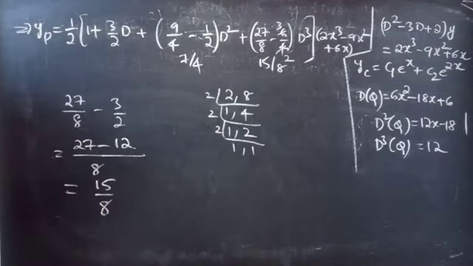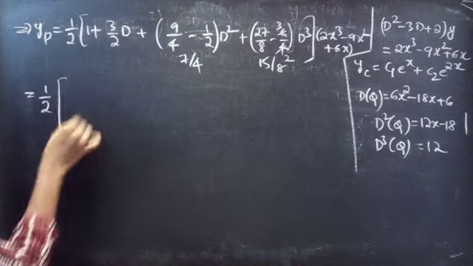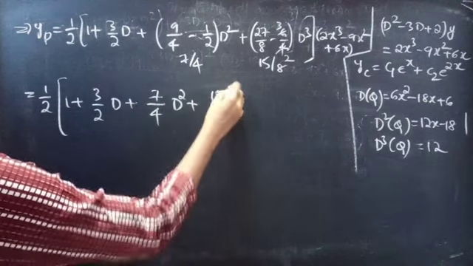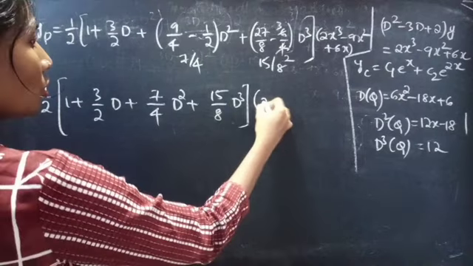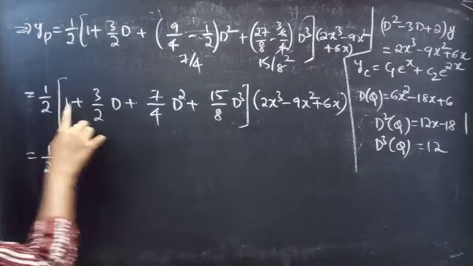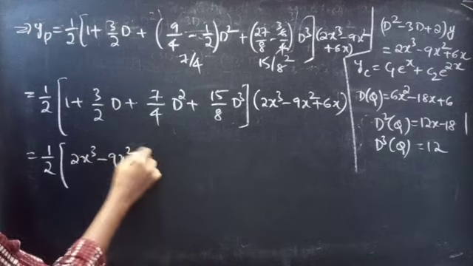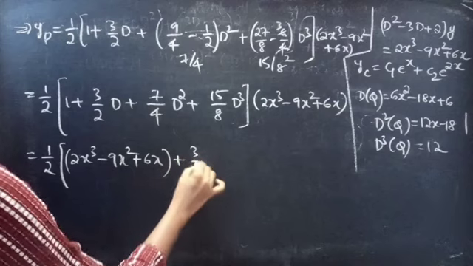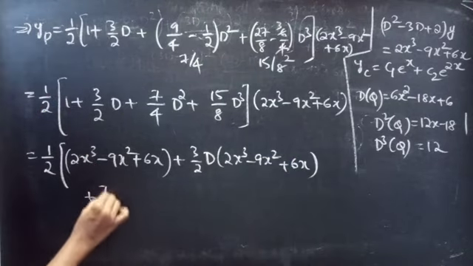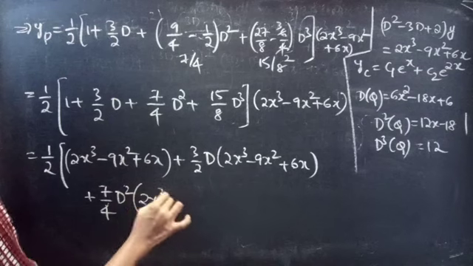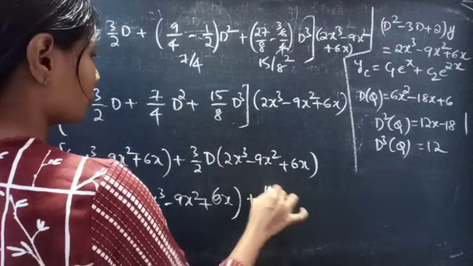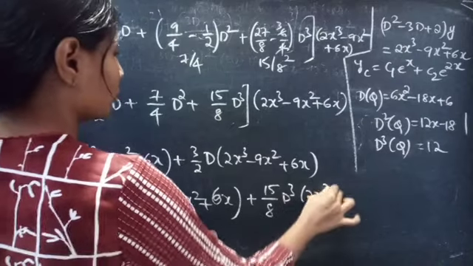Now our Y_P becomes 1 by 2 into (1 plus 3 by 2 D plus 7 by 4 D square plus 15 by 8 D cube) into (2x cube minus 9x square plus 6x), which equals 1 by 2 into 1 into Q is Q, plus 3 by 2 into D of Q, plus 7 by 4 into D square of Q, plus 15 by 8 into D cube of Q.